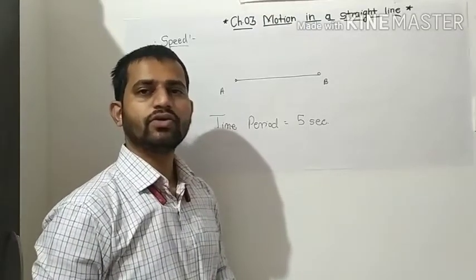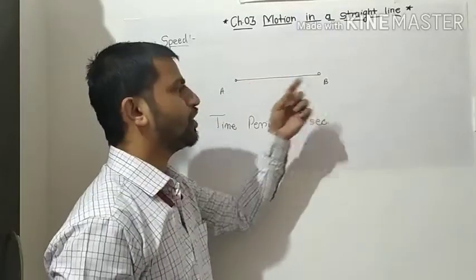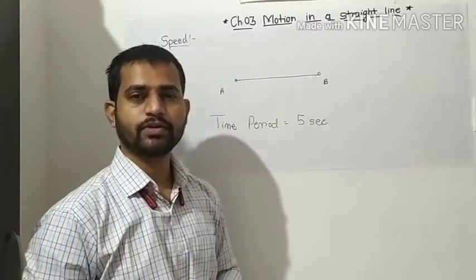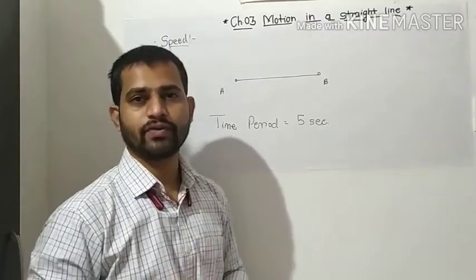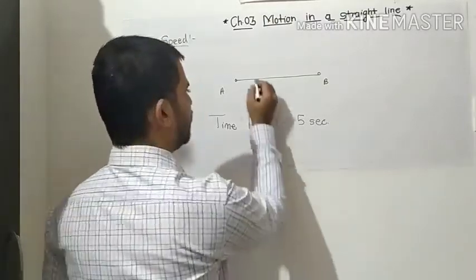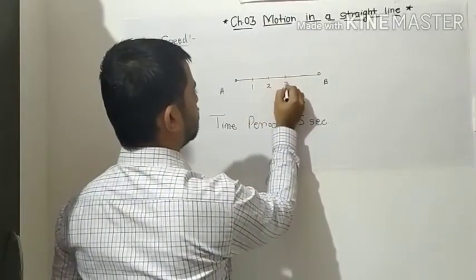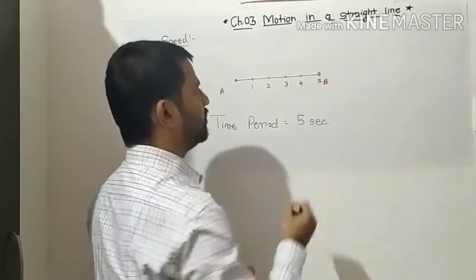So if I tell you that you require 5 seconds to go from point A to point B, then how much is the speed? For that purpose we have to divide this part into 5 equal parts. If we divide this into 5 equal parts, then what will happen there?